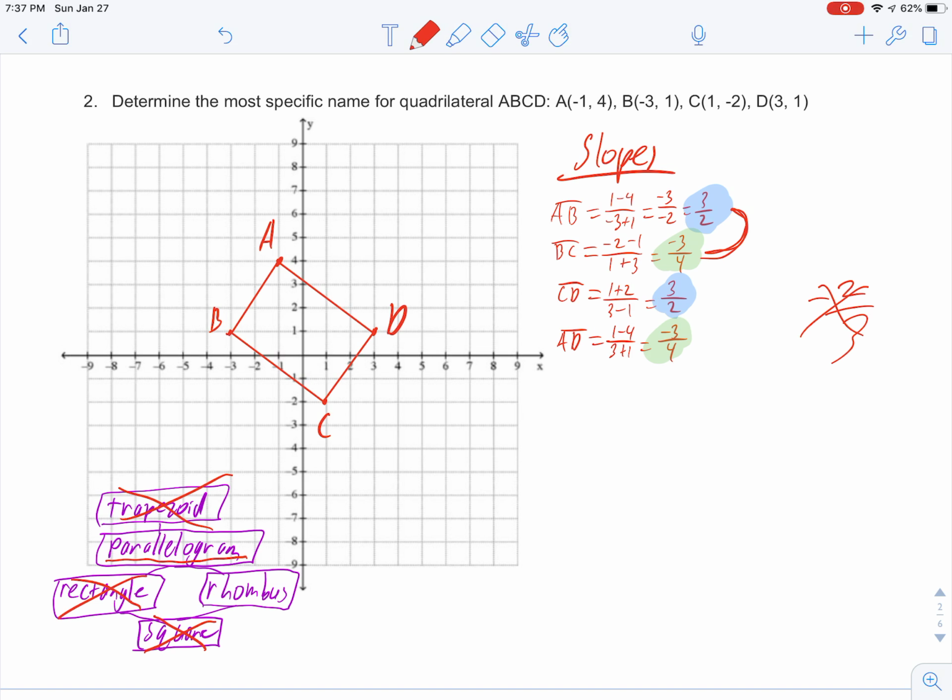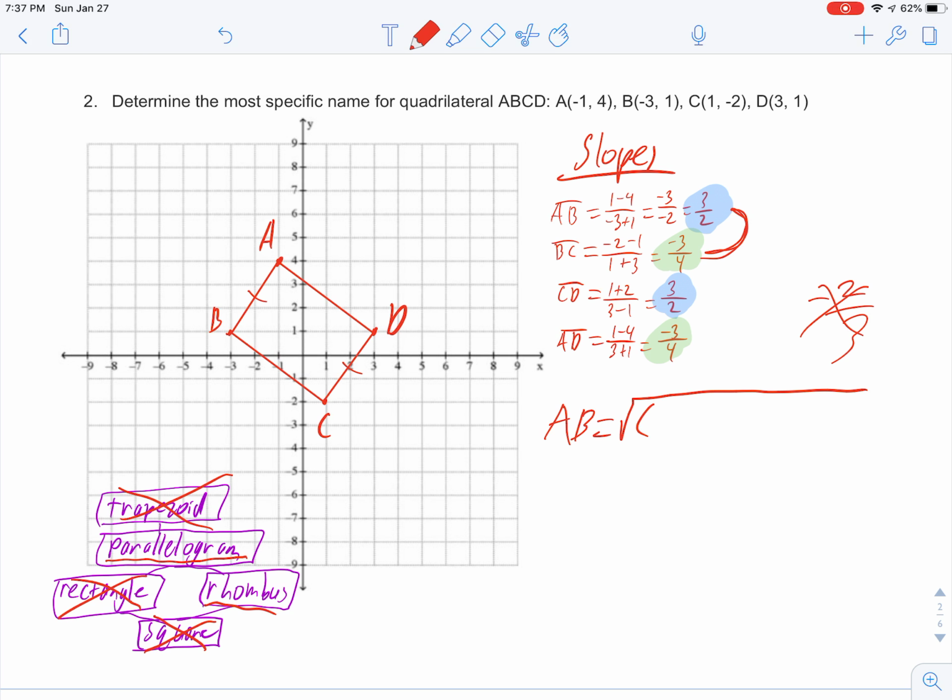Now the only thing left to check for is, is it a rhombus? Well, to be a rhombus, all the sides would have to be equal. So we already know the opposite sides are equal. I already know AB and CD are equal. So I just need to check any two adjacent sides. So if I try AB, for example, I'm going to find the length of AB. I'm going to find the distance between A and B using the distance formula.